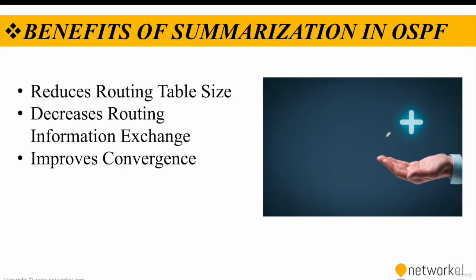So what are the benefits of OSPF route summarization? First of all, it helps to reduce routing table size. By summarizing multiple routes into a single route, the size of the routing table is reduced on the receiver side. Then it decreases the routing information exchange. It reduces the amount of routing information exchanged between routers, which can lower overhead and improve the network performance. And it also improves the convergence by simplifying the routing information, which can lead to faster convergence times.